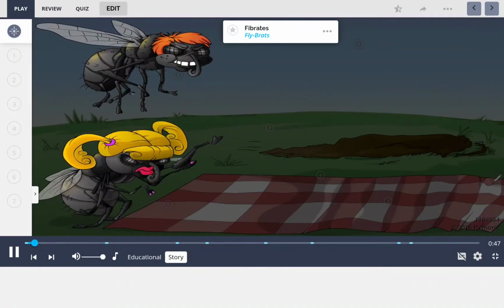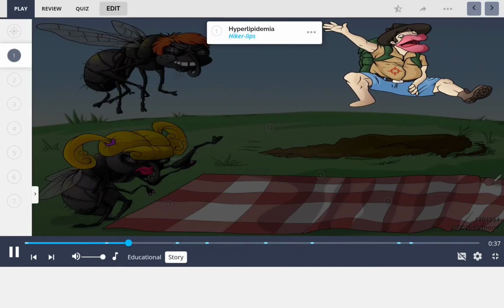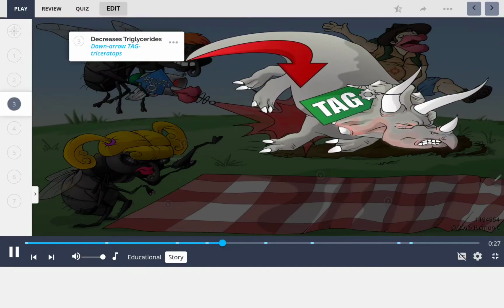From the newest line of brats, meet the fly brats. They're no ordinary brats. They'll keep anyone from invading your picnic, like those pesky hikers with totally overdone lips. Ugh, so 5 minutes ago. How do they do it? They've got their shimmering up-regulator lip laser, sure to bring down any pesky tag triceratops.